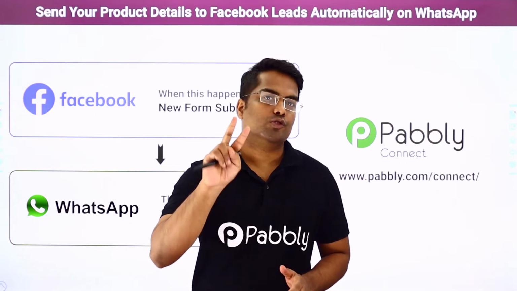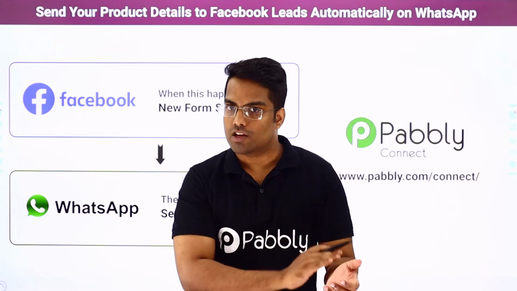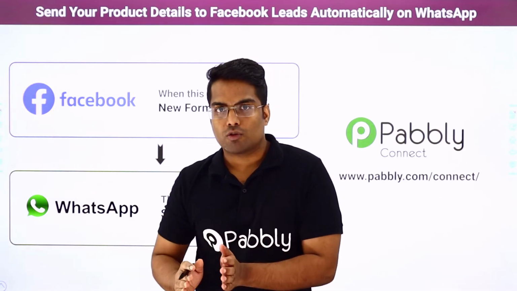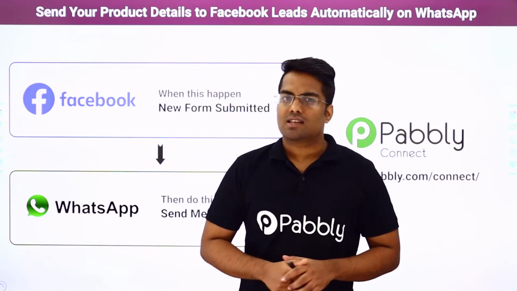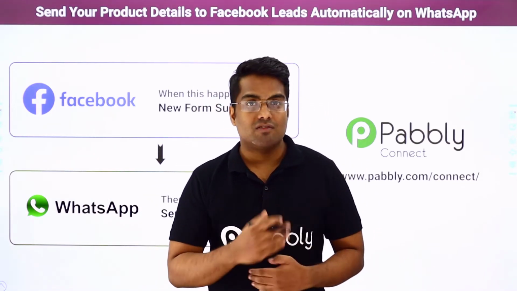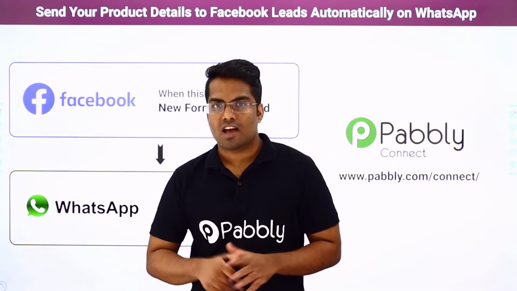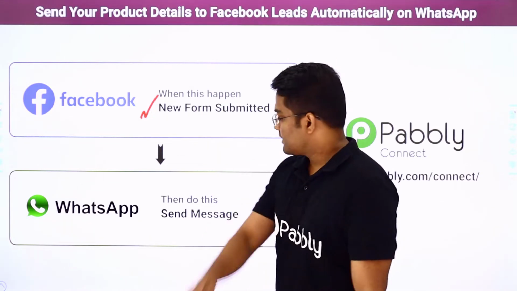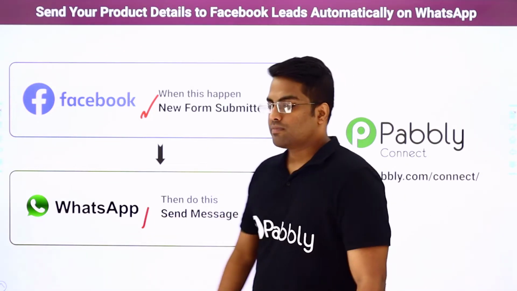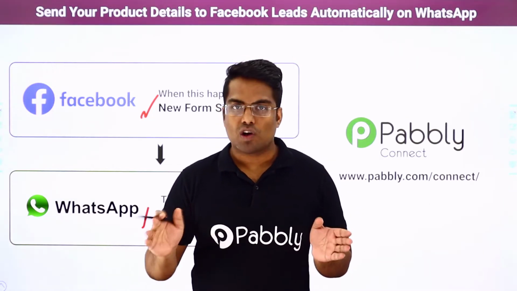So here you have two choices. The first choice is you can copy the details of your lead from Facebook lead ad forms, sort it out, compose a message and send it manually on WhatsApp. Now this process is actually very repetitive and tiresome. So here I would suggest that you bring in some automation so that whenever a new form is submitted on Facebook, it will automatically send a message on WhatsApp. But the issue here is, there is no active connection between Facebook and WhatsApp.